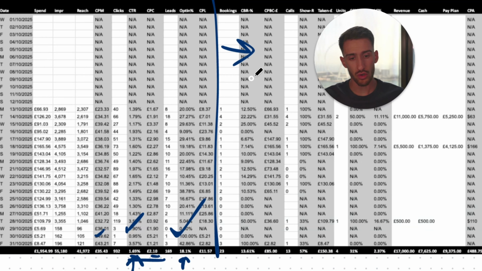So if your cost per booked call is not where you want it to be and you're not booking in calls in the calendar, then, like I say, first of all, look at your conversion process. Have you got a proper process in place to follow up with leads and get them booked in? If not, that's something worth looking at.